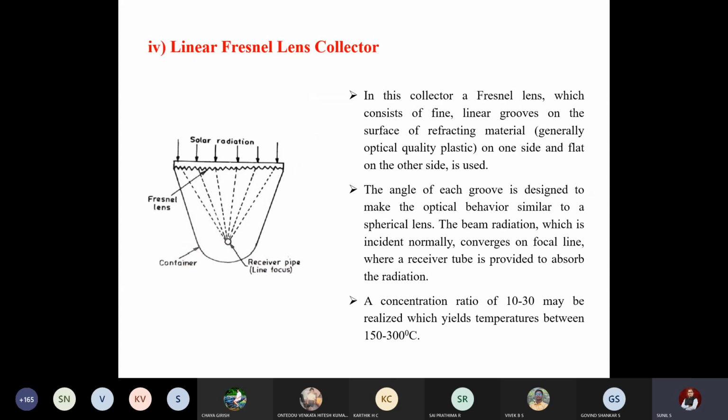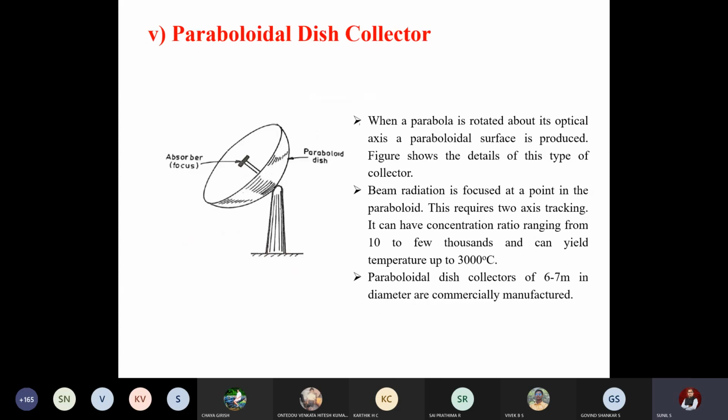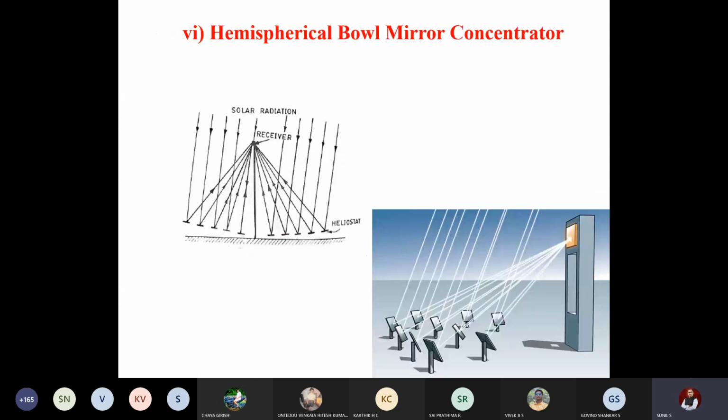Next, the Fresnel lens collector we have discussed. Paraboloidal dish collector, similar to the dish we use, whether Sun Direct or Tata Sky; it looks similar to that. Hemispherical bowl concentrator. To help you understand, I have downloaded an image also. You can clearly see how this mechanism works.